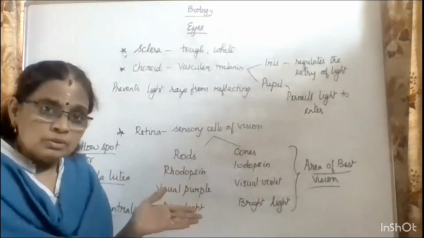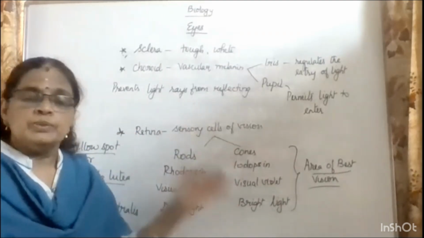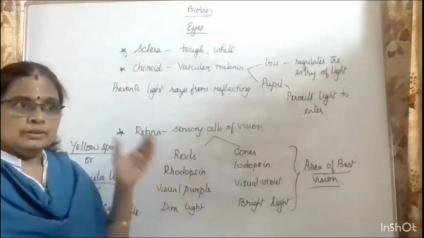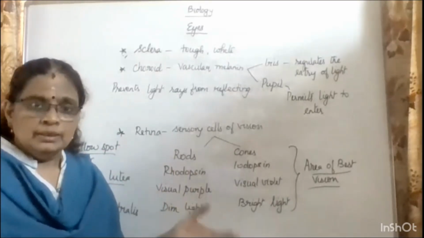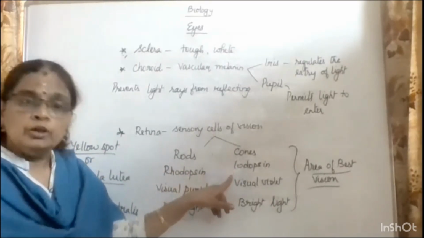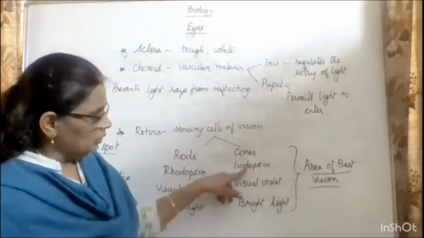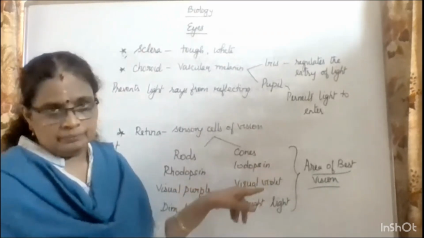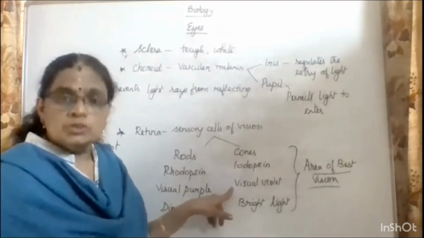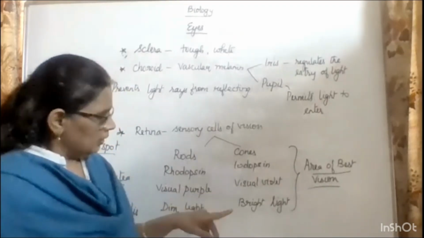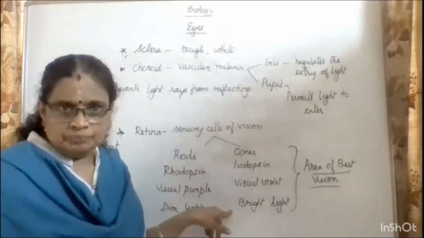What are cones? Cones are the cells which help us to see things in bright light. They have the pigment known as iodopsin. Look at the spelling: iodopsin. They are also known as visual violet. They help us to see in bright light.